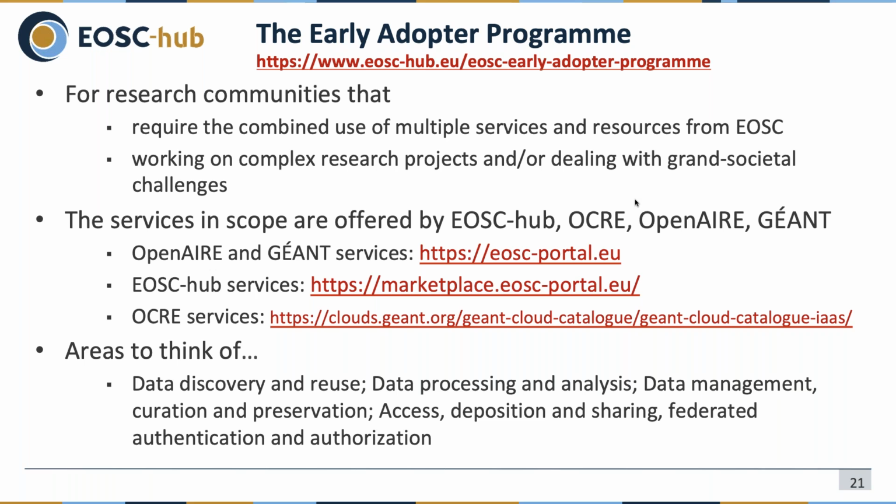I mentioned earlier. The services that are in scope of the early adopter program are offered by these four players: EOSC-hub, OCRE, OpenAIRE, and GÉANT. And hopefully on the previous slides, you heard enough to get an idea about the services themselves. In order to study the full portfolio in more detail, we provide you here the links. The OpenAIRE and GÉANT services are available directly on the EOSC-hub, on the EOSC portal. Then you can study more of the EOSC-hub services through the marketplace, which again, as I said, is linked to the portal. So that's the main landing page.